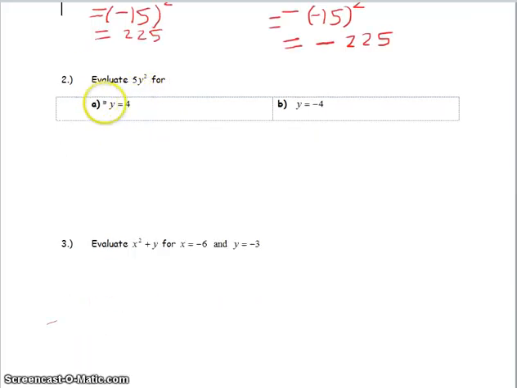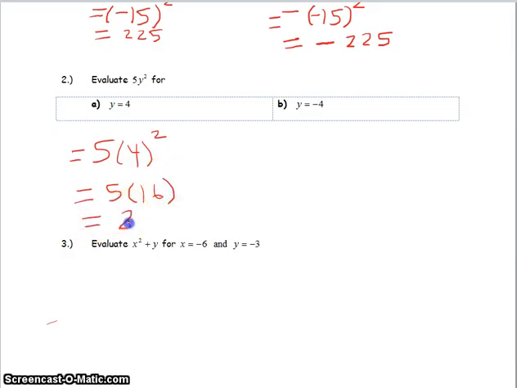Now we go down here to problem number 2. This time we're going to have 5y squared, and we will substitute in 4 for y. So we have 5 times, we'll put the 4 in parentheses, squared. So we will have 5 times 4 to the second power. So we have 5, parenthesis 4 to the second power will give us 16. And 5 times 16 is 80.